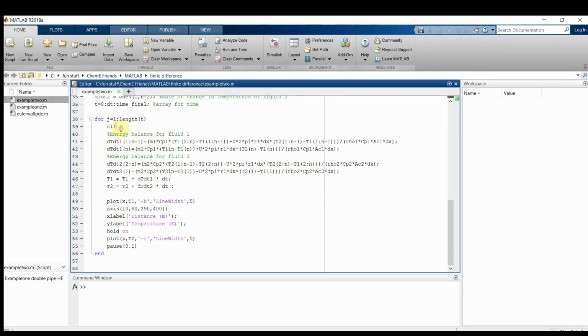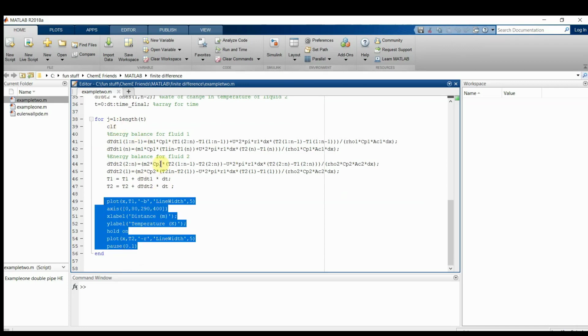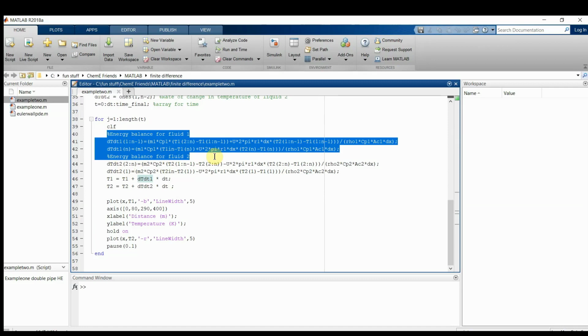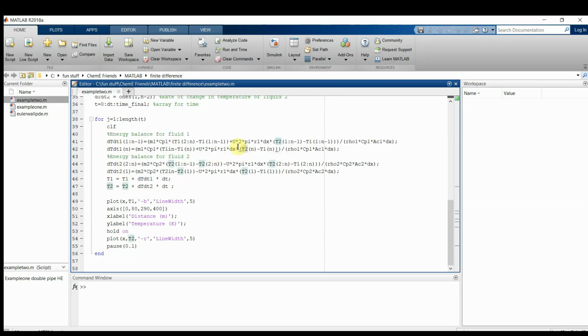So we have CLF. This is for clearing out the data of the figure that comes out from the previous loop. We'll see what difference this makes if you don't know what it is about. Now we'll come to the energy balance of fluid 1. So I'll take you back to the equation for case number 1.